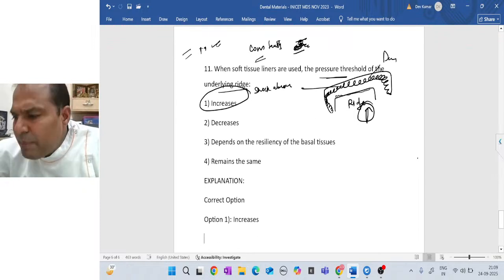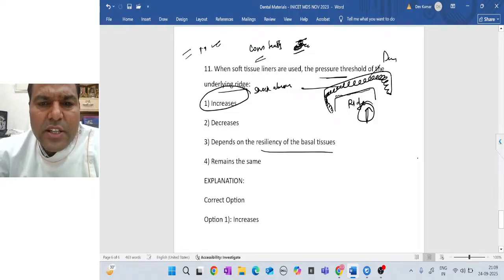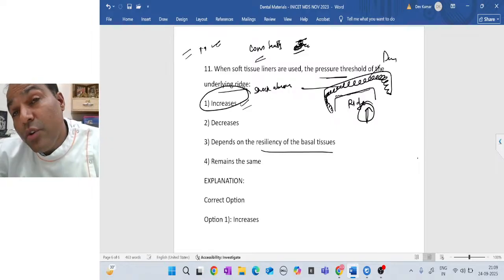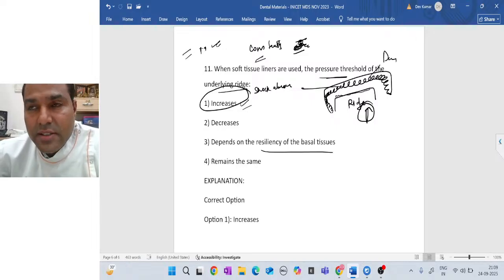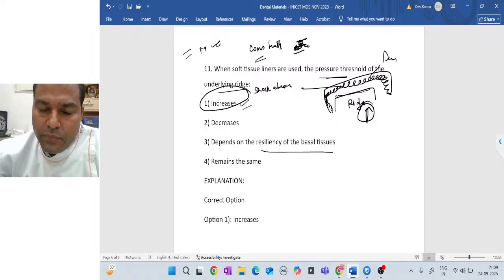Partially correct, depends on the resiliency of the vascular tissues, but the best answer is the threshold of the ridge increases. For the pain, the threshold increases when I reline the denture with a soft liner or a tissue conditioner, right?